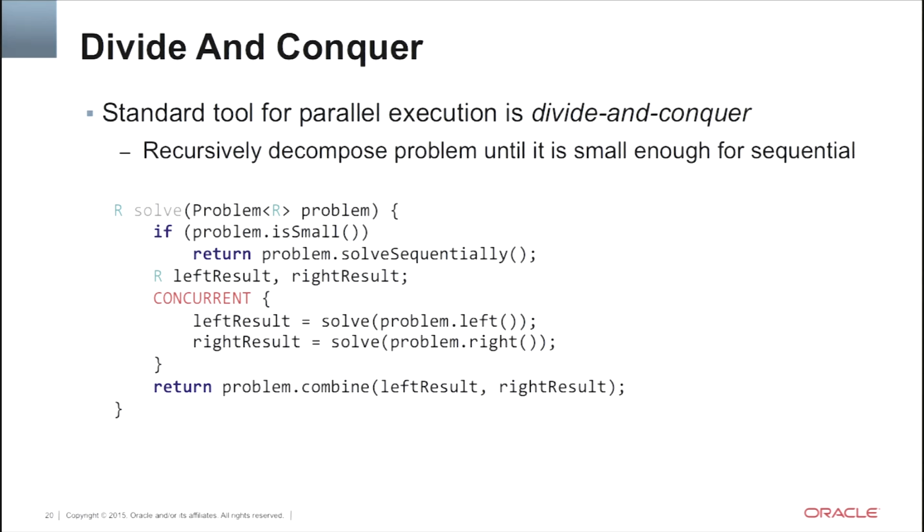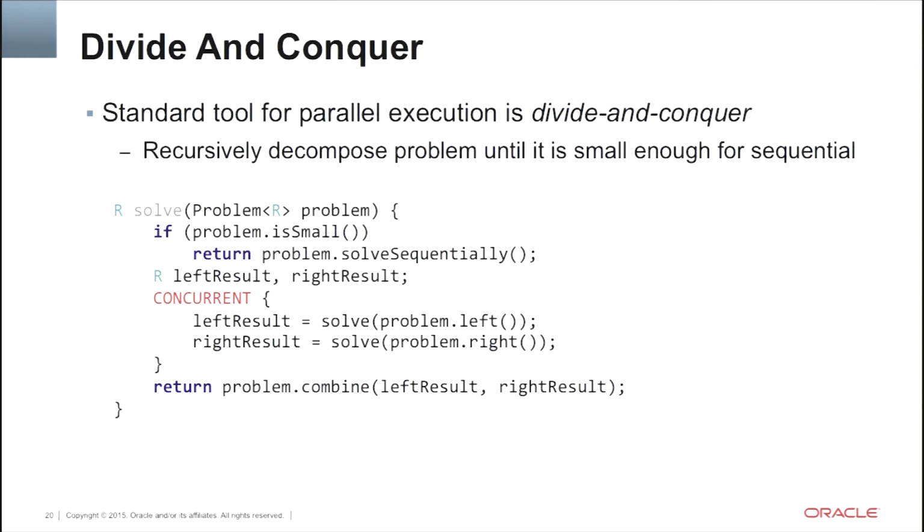So the generalized form for pretty much any parallel algorithm is a divide and conquer approach. The idea is you recursively decompose the problem into smaller and smaller subproblems until the subproblems are so small that it makes more sense to solve them sequentially. So for a given problem, you ask, is the problem already small? If it's small, just solve it. If I'm sorting things and I have fewer than 50 elements, I'm just going to sort them sequentially.